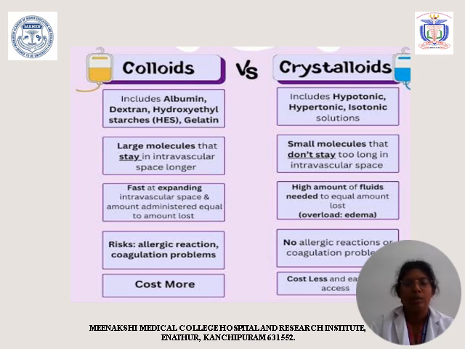Colloids include albumin, dextran and hydroxyethyl starches and gelatin. They are large molecules that stay in intravascular space longer and are fast at expanding, and the risks will be allergic reaction and coagulation problem. And the cost is more here. Crystalloids include hypotonic and isotonic solution, small molecules that don't stay too long in intravascular space. A high amount of fluid needs to be given, equal amount, and there are no allergic reactions or coagulation problem.